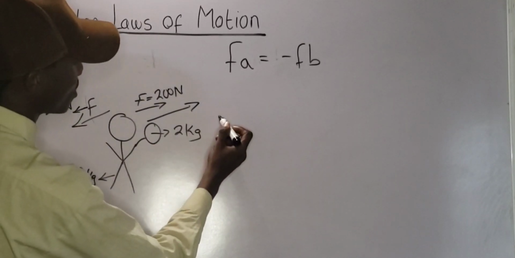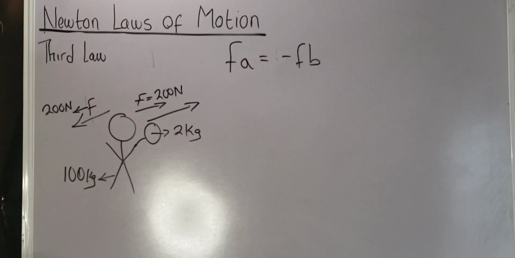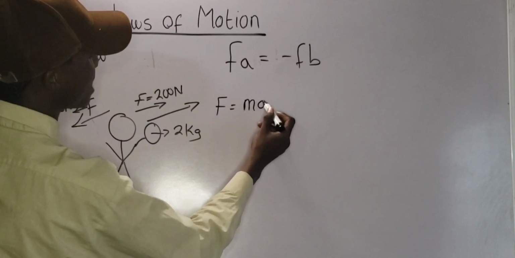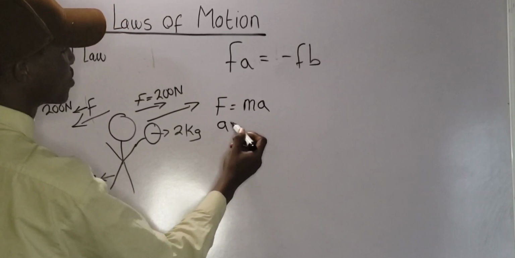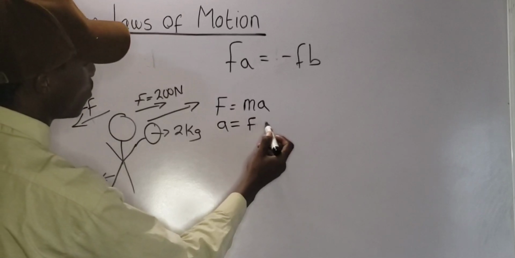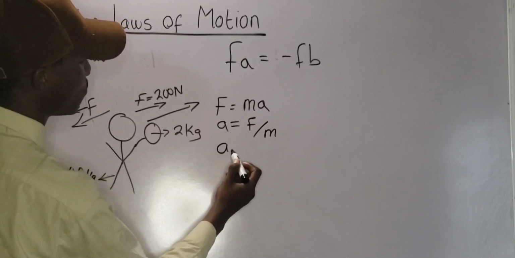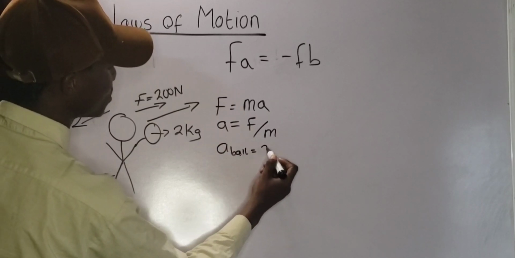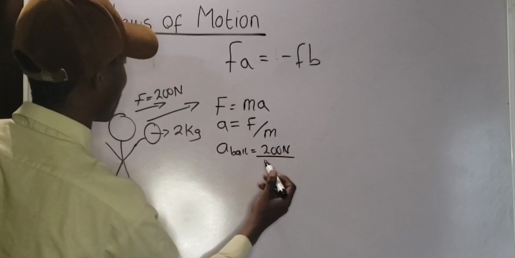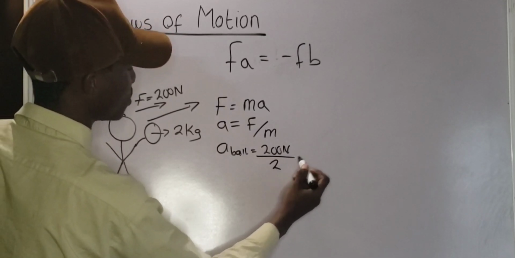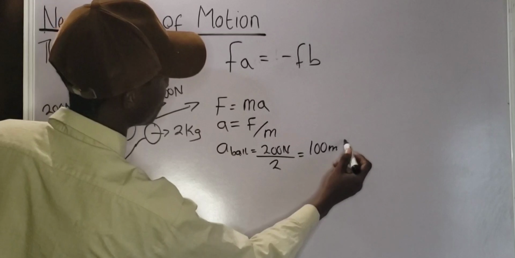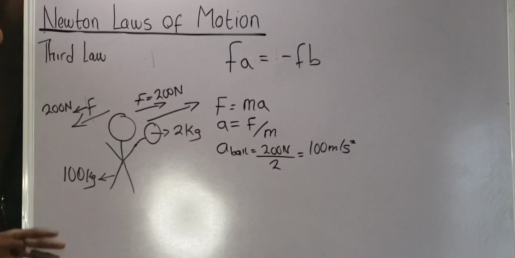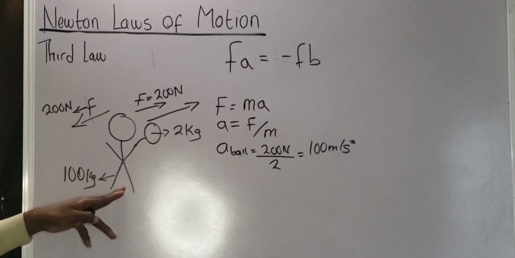Now, let's calculate the acceleration of the ball. The acceleration of the ball can be calculated from Newton's second law of motion. According to Newton's second law of motion, the force is equal to what? The product of mass and acceleration. So make acceleration the subject of the relation. We're going to have force over mass. So the acceleration of the ball will be equal to force, which is 200 Newton, all over mass. What is the mass of the ball? The mass is 2. So the acceleration is 100 meters per second squared. Okay, now let's find the acceleration of this person that threw the ball.